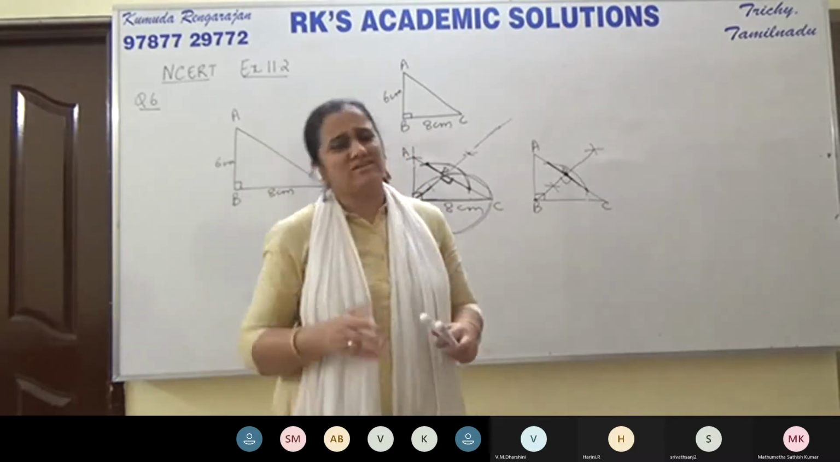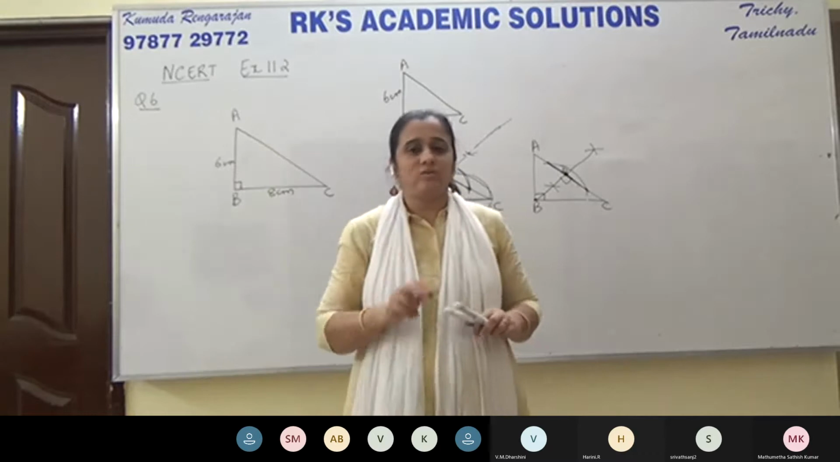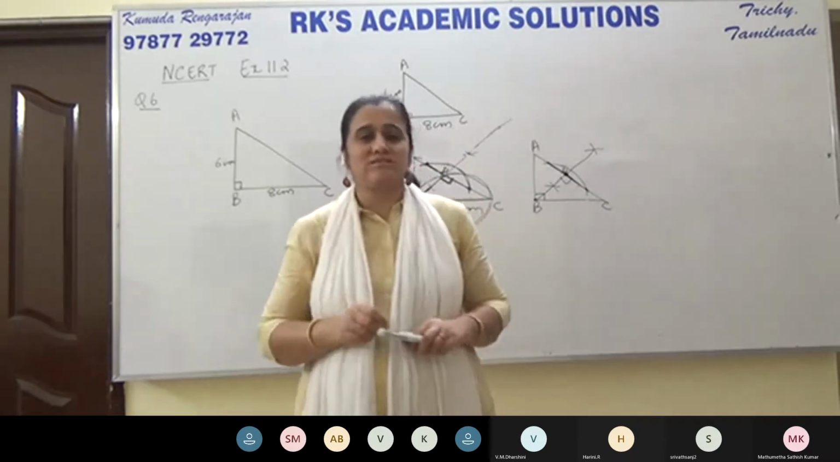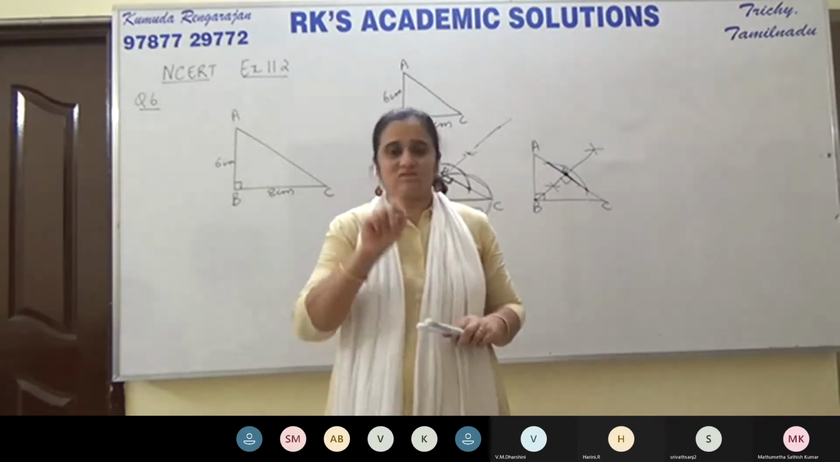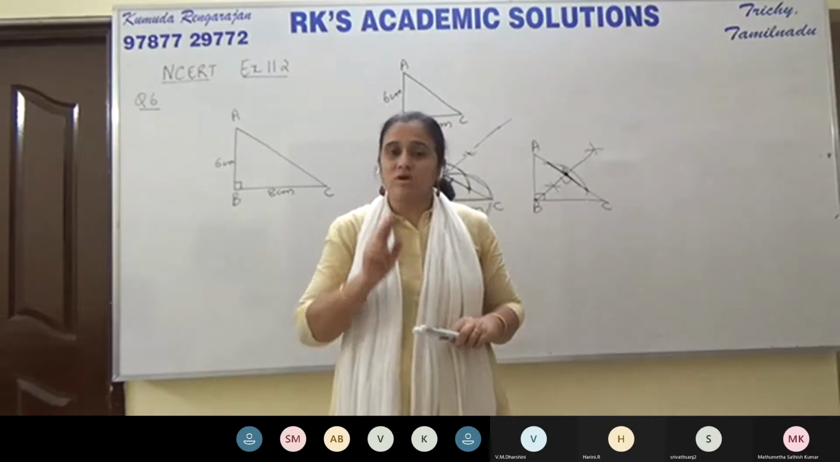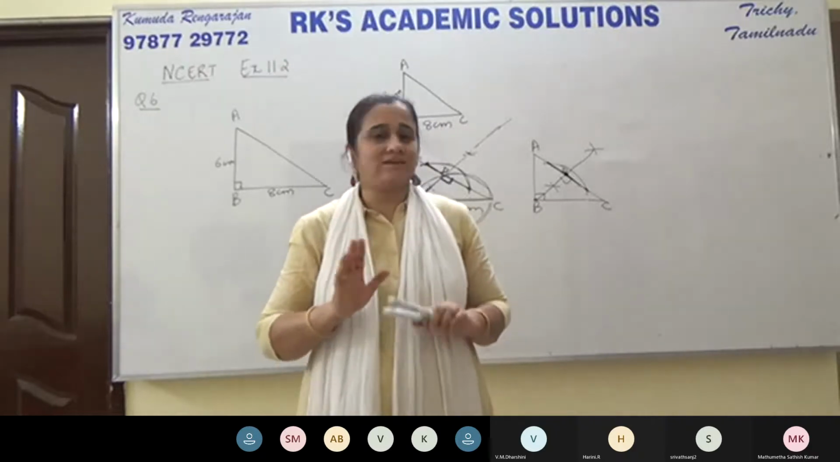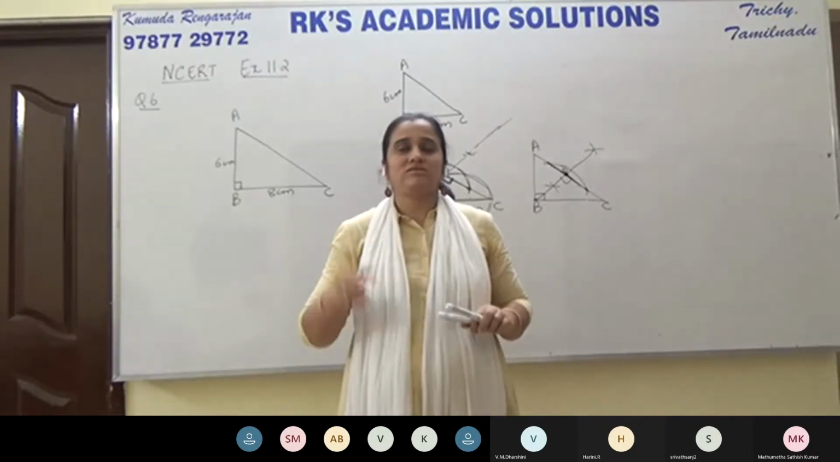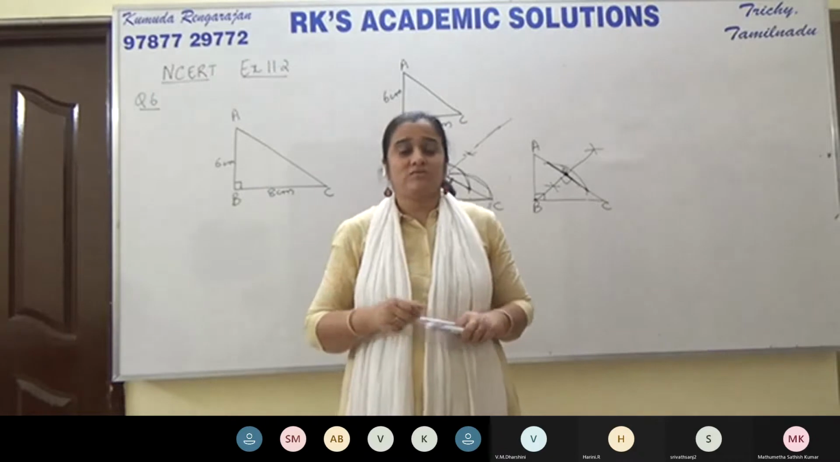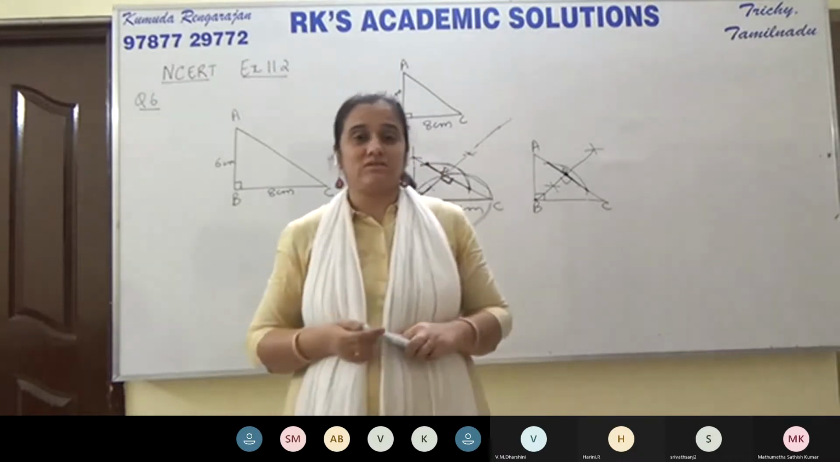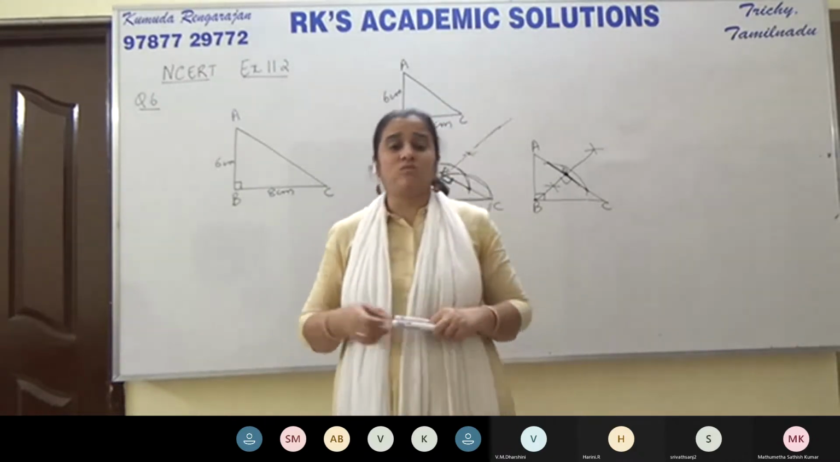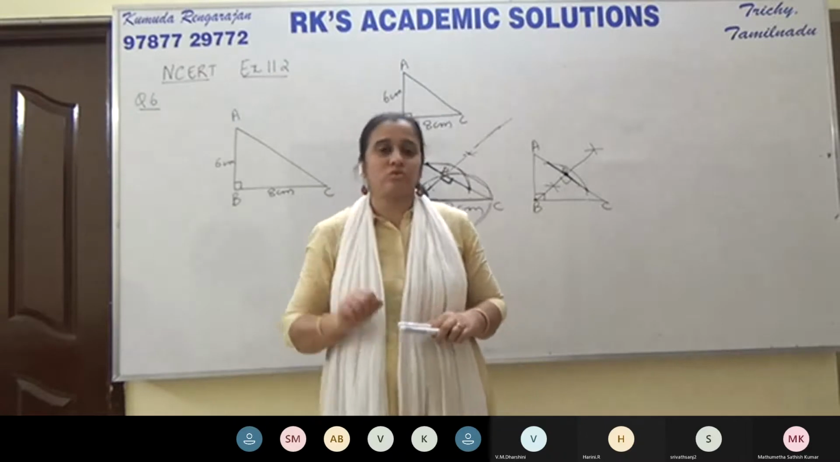So now, to draw a circle, what do you need? You need to know the center of the circle and you need the radius of the circle. These are the two things. I need to draw a circle passing through B, C, and D. Which is the center of the circle, and what should be the radius? These are the two questions.